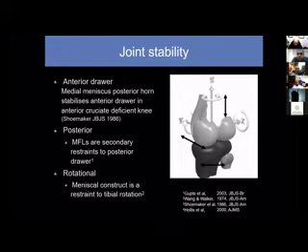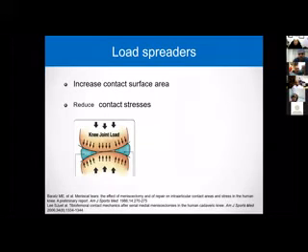So if the posterior horn is intact, it can provide some stability in those with ACL deficiency, and the meniscofemoral ligaments are a secondary restraint to posterior drawer. For rotation, the meniscal construct has an important role in preventing tibial rotation injury. So this very nicely presents how the meniscus equally distributes the load across the whole knee joint.